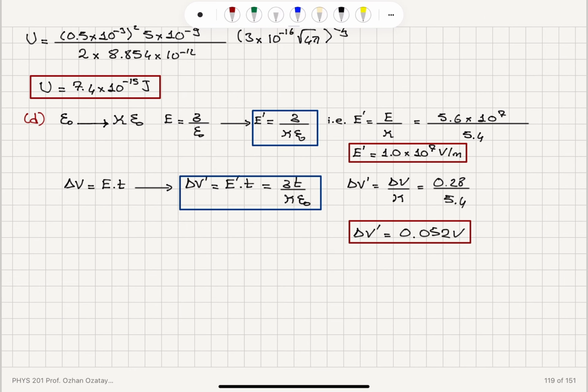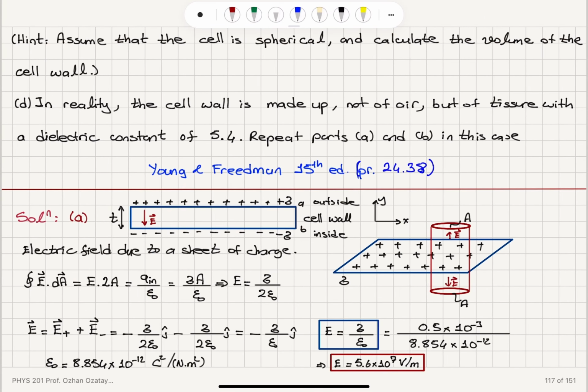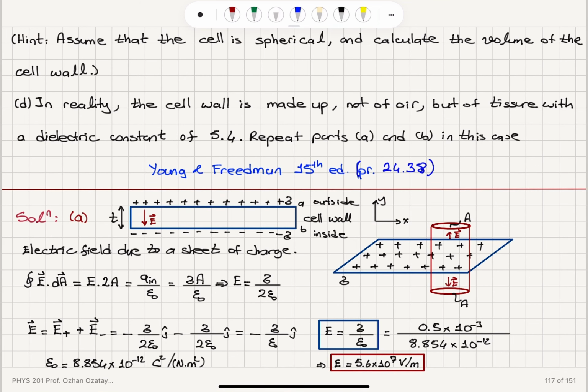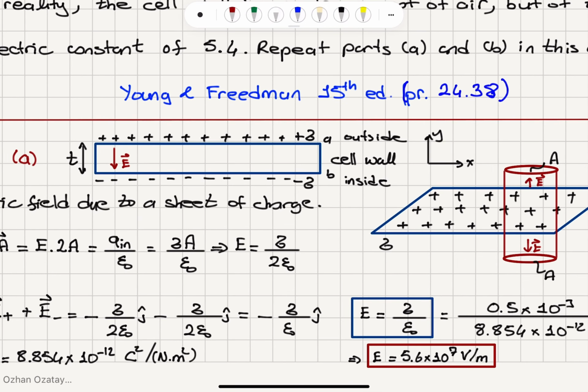All right. So in this problem, we've looked at a cell wall. The cell wall has a positively charged outside surface and negatively charged inside surface. There is a surface charge density sigma. The cell wall thickness is T, 5 nanometers. First, we calculated the electric field in the cell wall. So that's the electric field that develops between a positively charged sheet and negatively charged sheet.